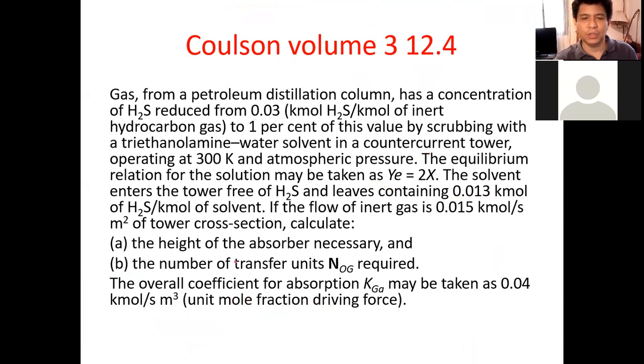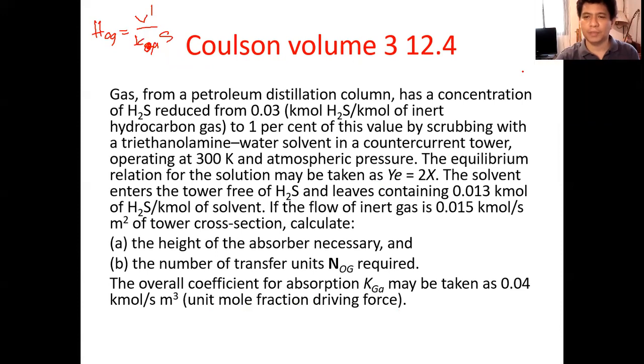Next is, we're going to solve HOG. Ano bang formula ng HOG? Diba, we are able to derive HOG is equals to B prime divided by KGA S. S is the cross-sectional area. So, in most of the problem, hindi actually given yung diameter. Kayo pa yung magsosolve niyan later. So what we have here is meron tayong KGA value, 0.04 kilomole per second per cubic meter.